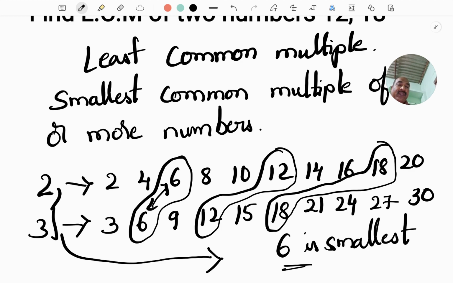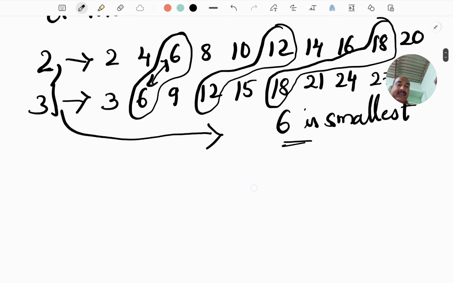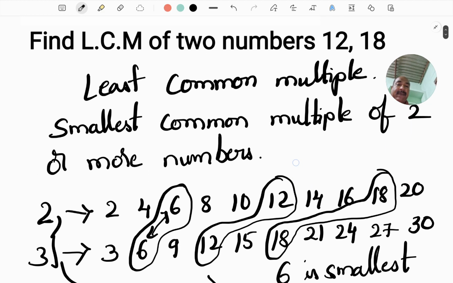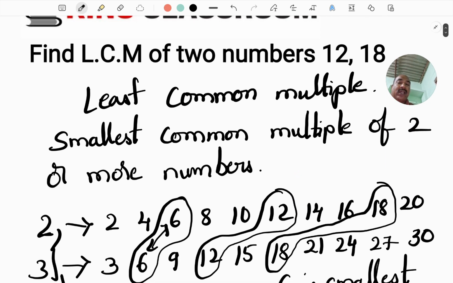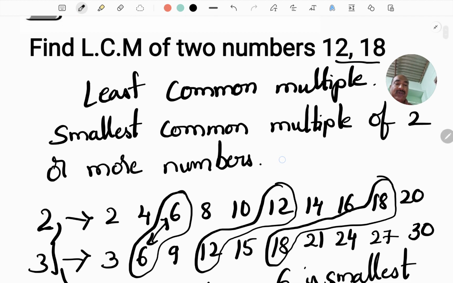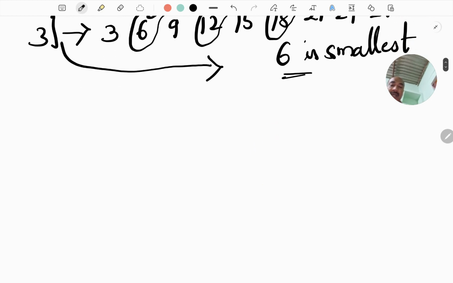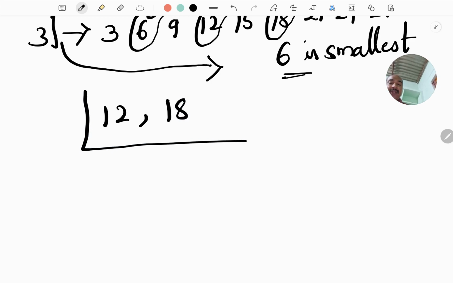In this way we can't find the LCM of bigger numbers, so we have a method. We can apply that method to find the LCM with these examples, 12 and 18. Divide 12 and 18 with their common factors. 2 is the common factor for 12 and 18.